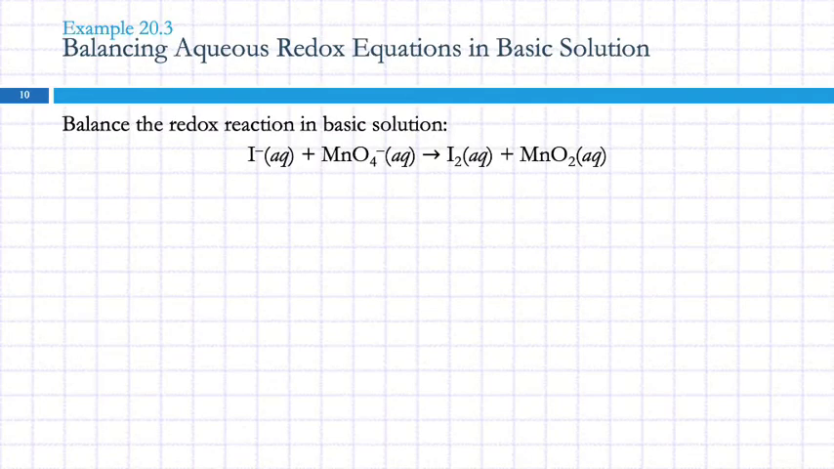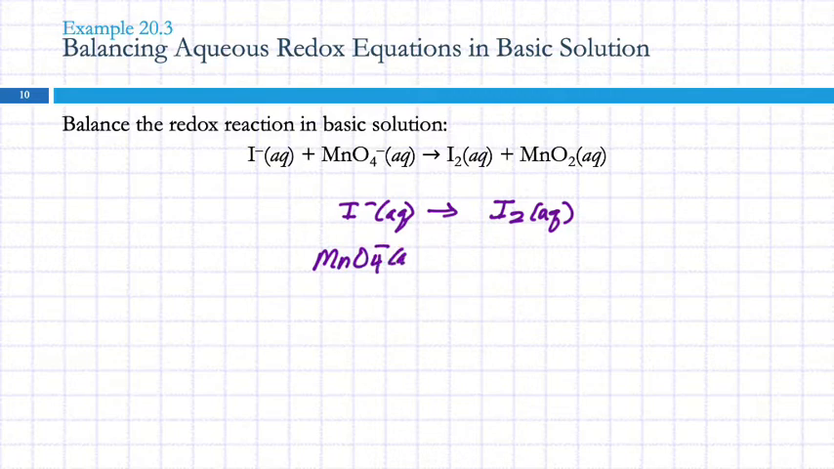So that's what we're going to do. Balance the redox reaction in basic solution. Same steps. Make half reactions. I minus to I2, because these are the most alike. And then we've got permanganate again. This time it's going to MnO2. So MnO4 minus going to MnO2.